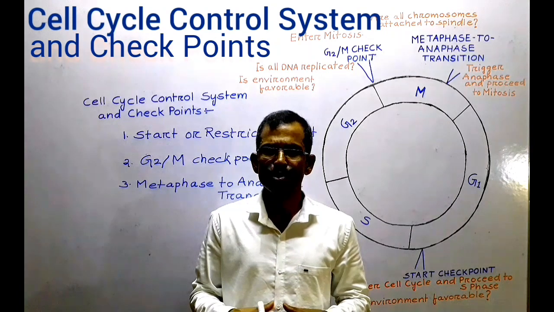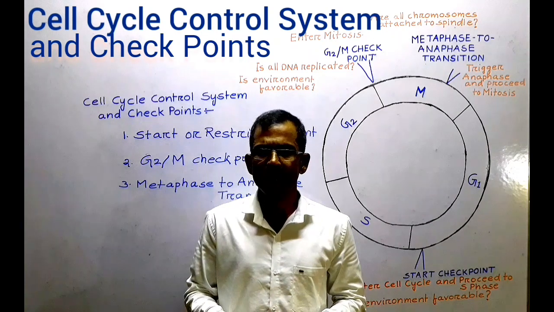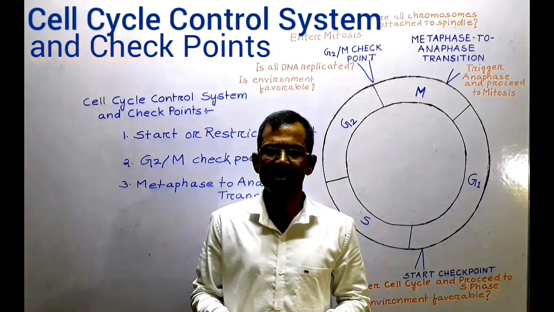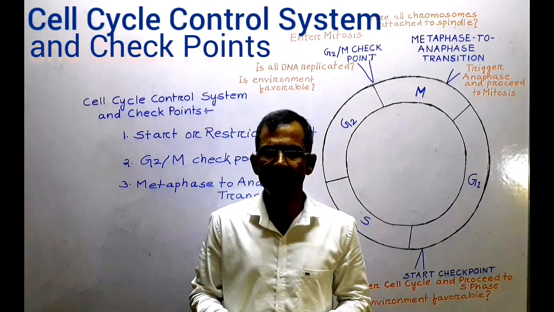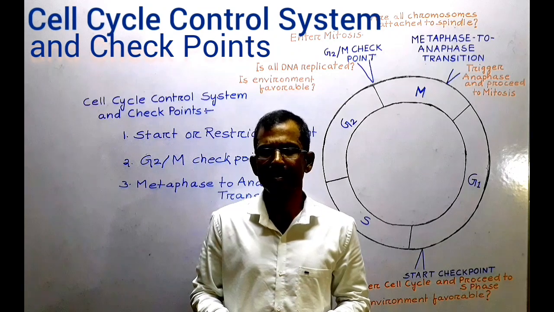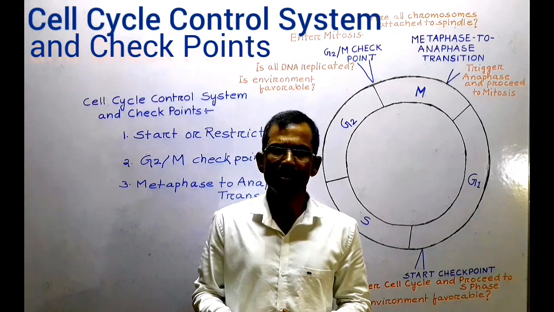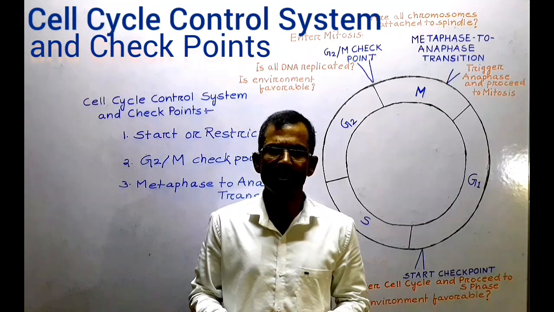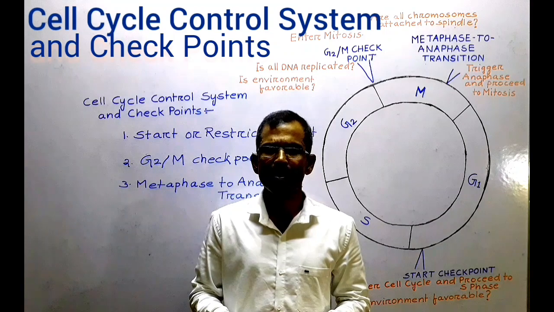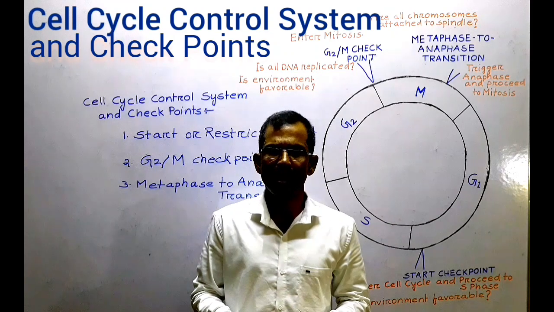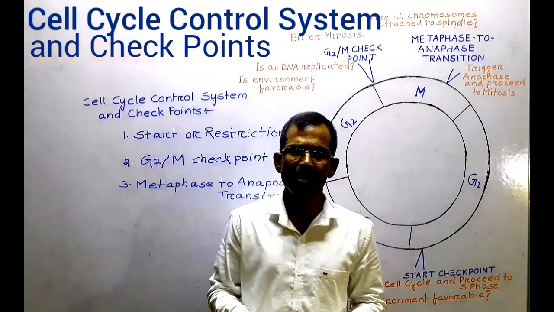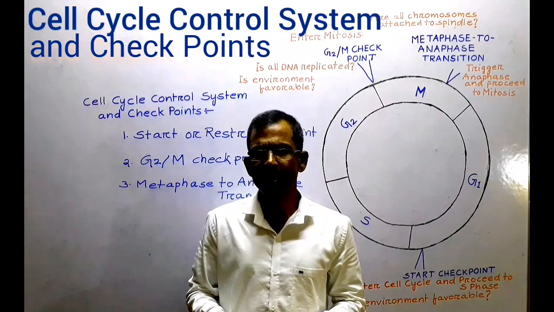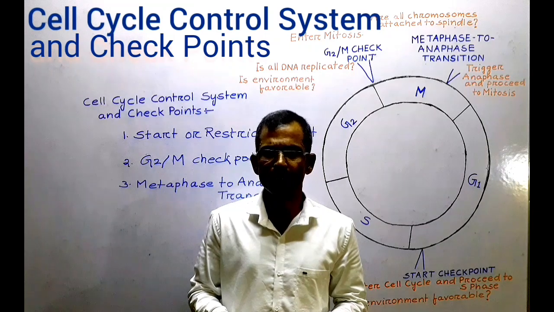First, the switches are binary. They are like on or off switches that trigger cell cycle events in a complete, irreversible manner. Imagine what will happen if events like chromosome duplication and nuclear envelope breakdown are partially initiated or started but not completed. It will be a blunder to do so.